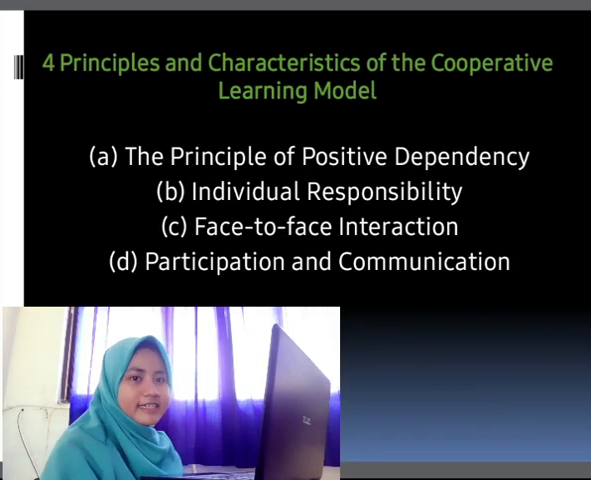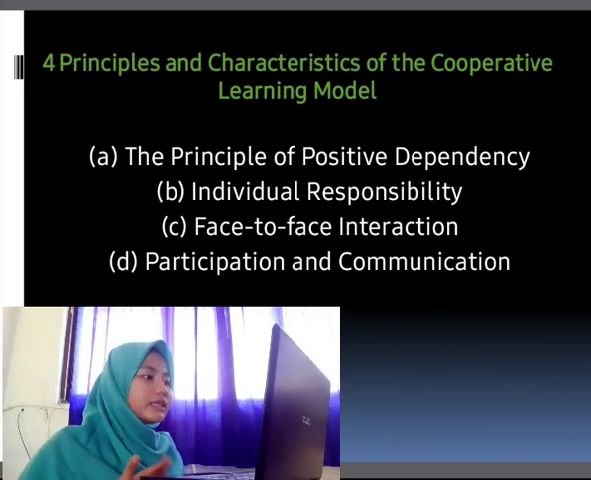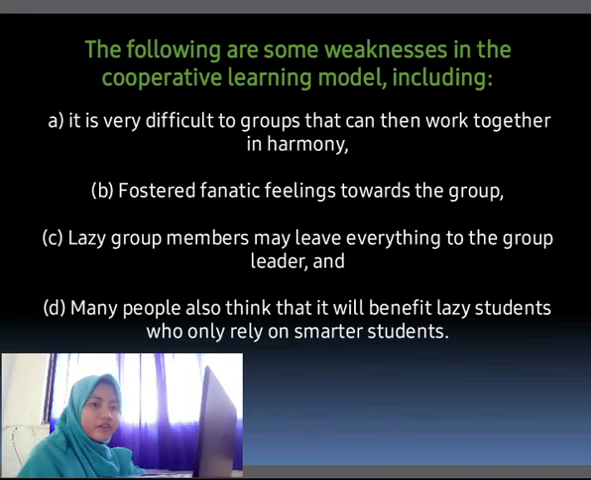Okay friends, here these are 4 principles and characteristics of the cooperative learning models. Namely, for the first is the principle of positive dependency, and the second is individual responsibility, and the third is face-to-face interaction, and the fourth is participation and communication. Okay friends, now we will continue to explain about learning of jigsaw in senior high school.